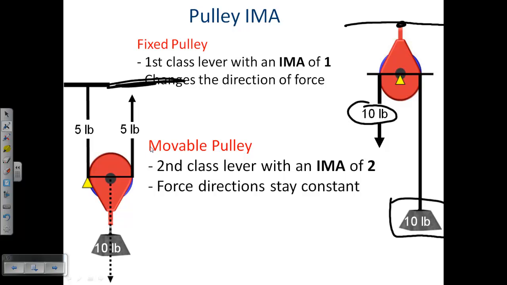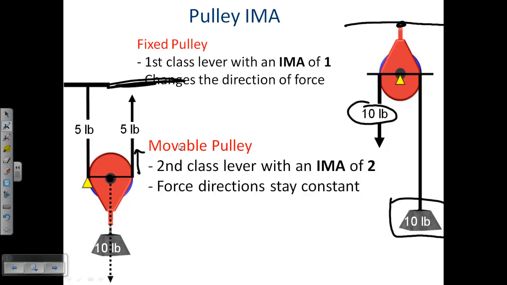Now on a movable pulley, because this pulley is not fixed, as I pull this up, this pulley is going to travel upwards as well. And basically the pulley should go about half as far as I pull my string. Remember, I'm trading distance. I'm using less force but using more distance.